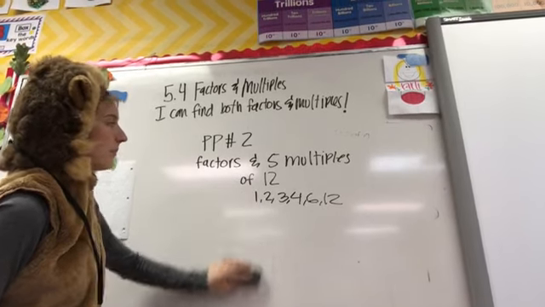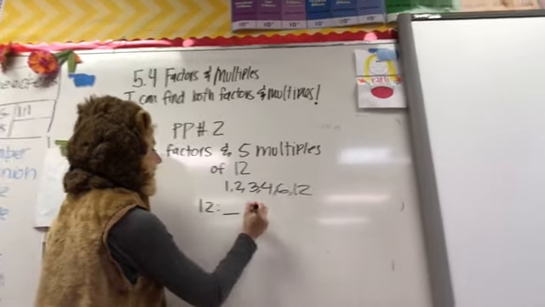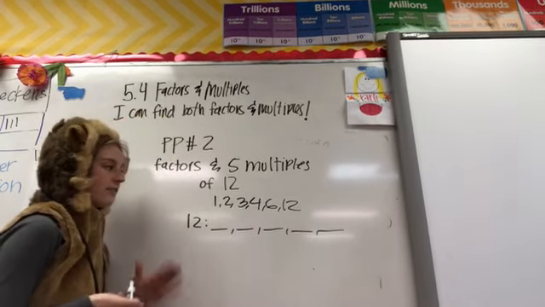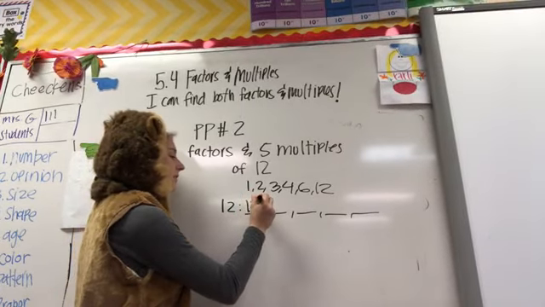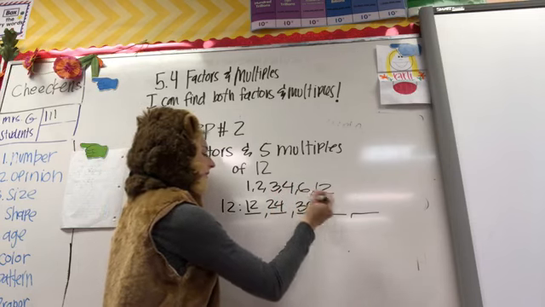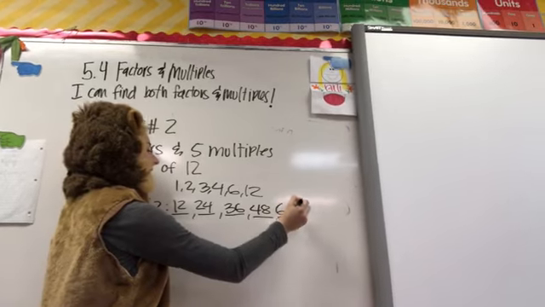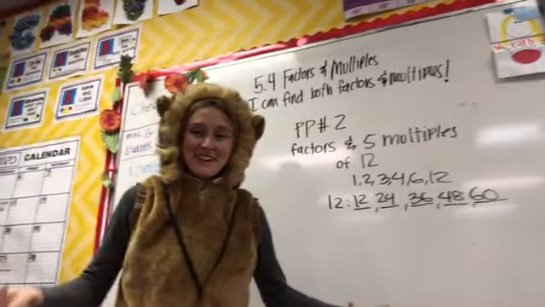And then if it wants the multiples of 12, and it wants the first 5, okay, let's find the first 5 multiples. So of 12, I know 12 times 1 is 12, 12 times 2 is 24, 12 times 3 is 36, 12 times 4 is 48, and 12 times 5 is 60. So we did the multiples and the factors.